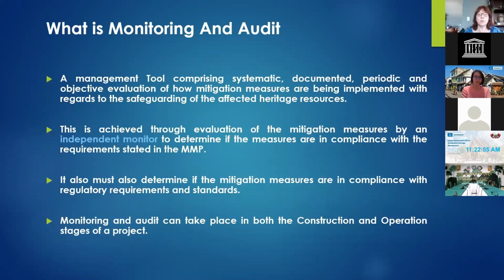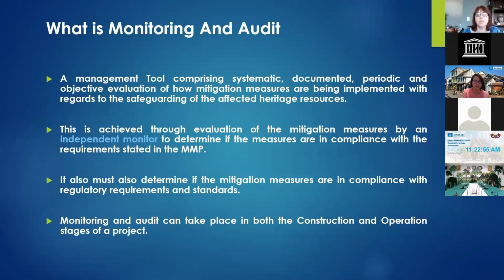Next, so what is monitoring and audit? So the contractor, the project proponent, has a very clear document that explains exactly what is required of them, what their responsibilities are. So monitoring and audit is a tool comprising systematic, documented, periodic, and objective evaluation of how mitigation measures are being implemented with regards to the safeguarding of the affected heritage resources. So this is achieved through evaluation of mitigation measures by an independent monitor.